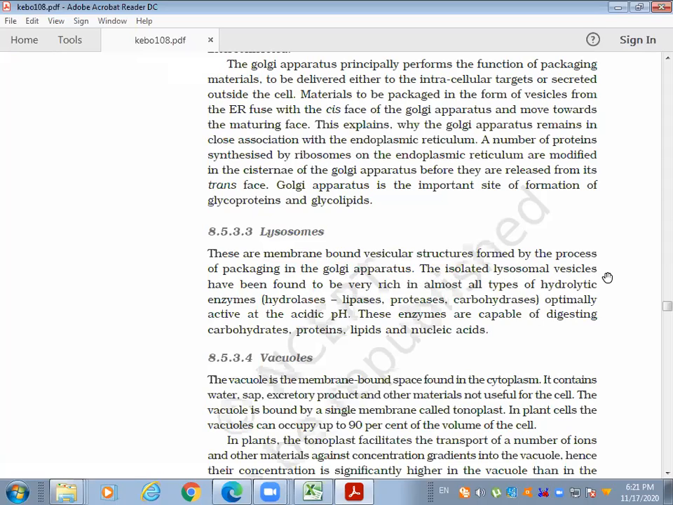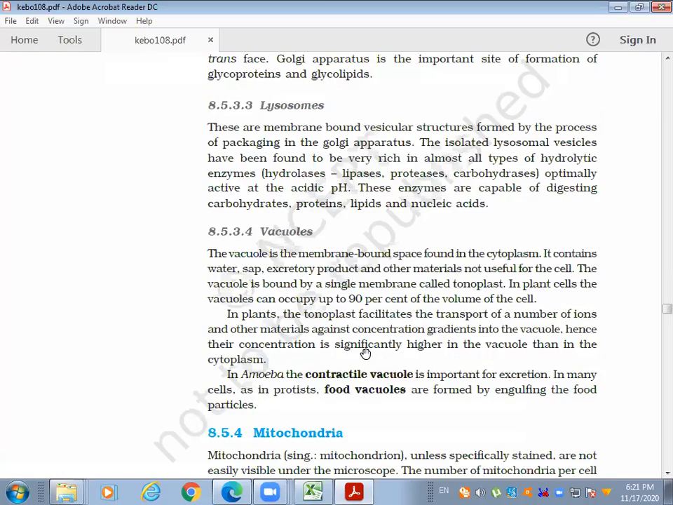The isolated lysosomal vesicles have been found to be very rich in almost all types of hydrolytic enzymes, like hydrolases, lipases, proteases, and carbohydrases, that are optimally active at acidic pH. These enzymes are capable of digesting carbohydrates, proteins, lipids, and nucleic acids.